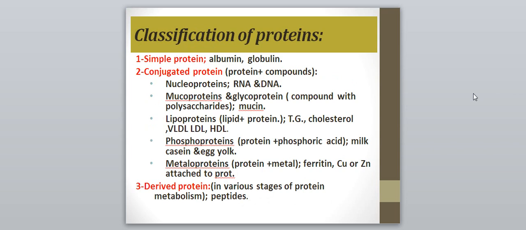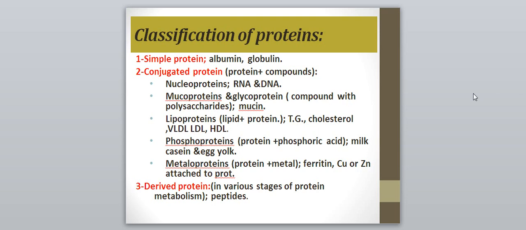What's the classification of proteins? There are three types: simple protein, conjugated protein, and derived protein. Simple proteins are like albumin and globulin. Conjugated proteins are proteins added to certain compounds, like nucleoproteins in RNA and DNA, and mucoproteins and glycoproteins.